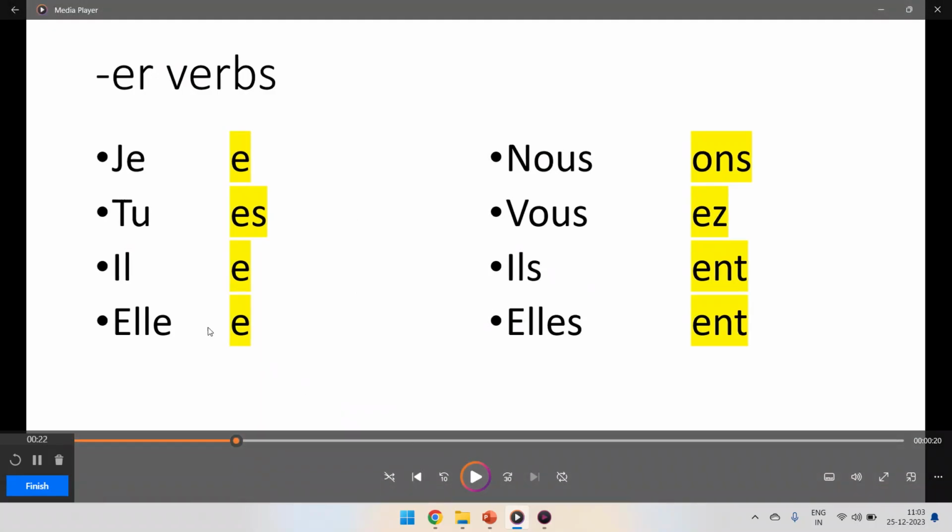So as you could see, generally many of us know what endings should be added, but many of us get confused. I'm referring to school children here who get confused about where the endings should be placed. So here I have given it clearly: je will go with e, tu will go with es, il will go with e, elle will go with e, nous will go with ons, vous will go with ez, ils will go with ent, elles will go with ent. Okay.